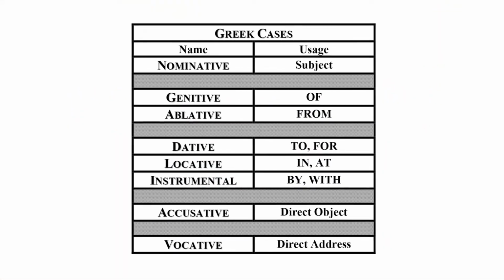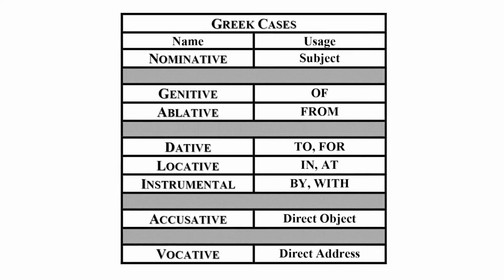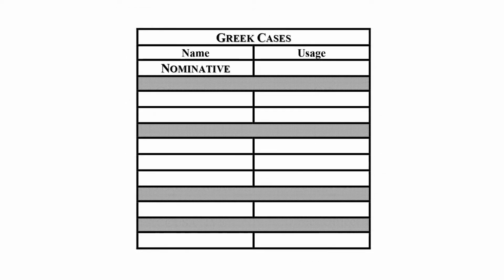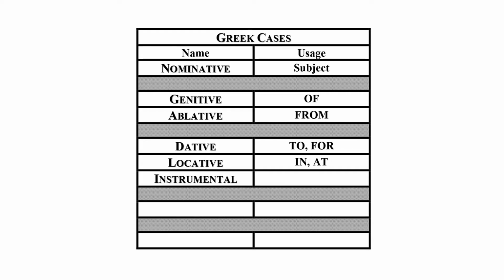Okay, first of all, let's start out with the Greek cases. Go through each one and explain what each one is. It starts out with nominative, which is the subject. Genitive, which offers possession, like "of." Ablative, "from." Dative, used like an indirect object, is "to" and "for." Locative, as in "in" and "at." Instrumental, "by" or "with." Accusative is basically the direct object, and vocative is a direct address.